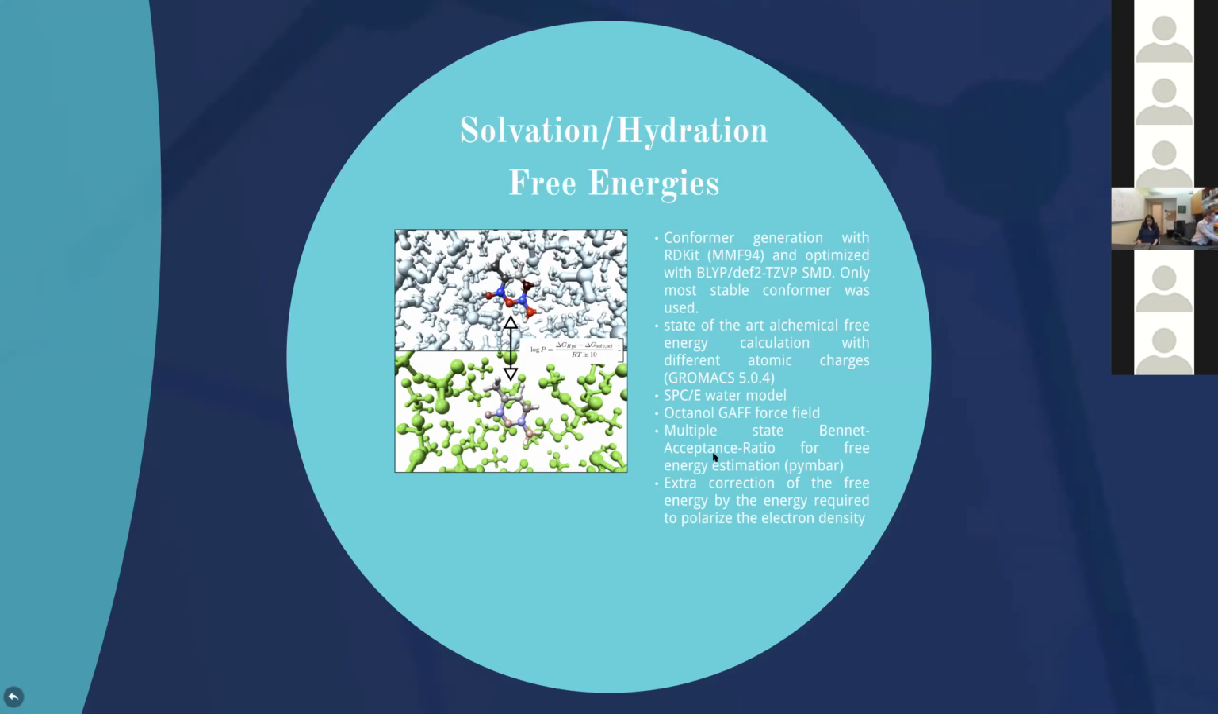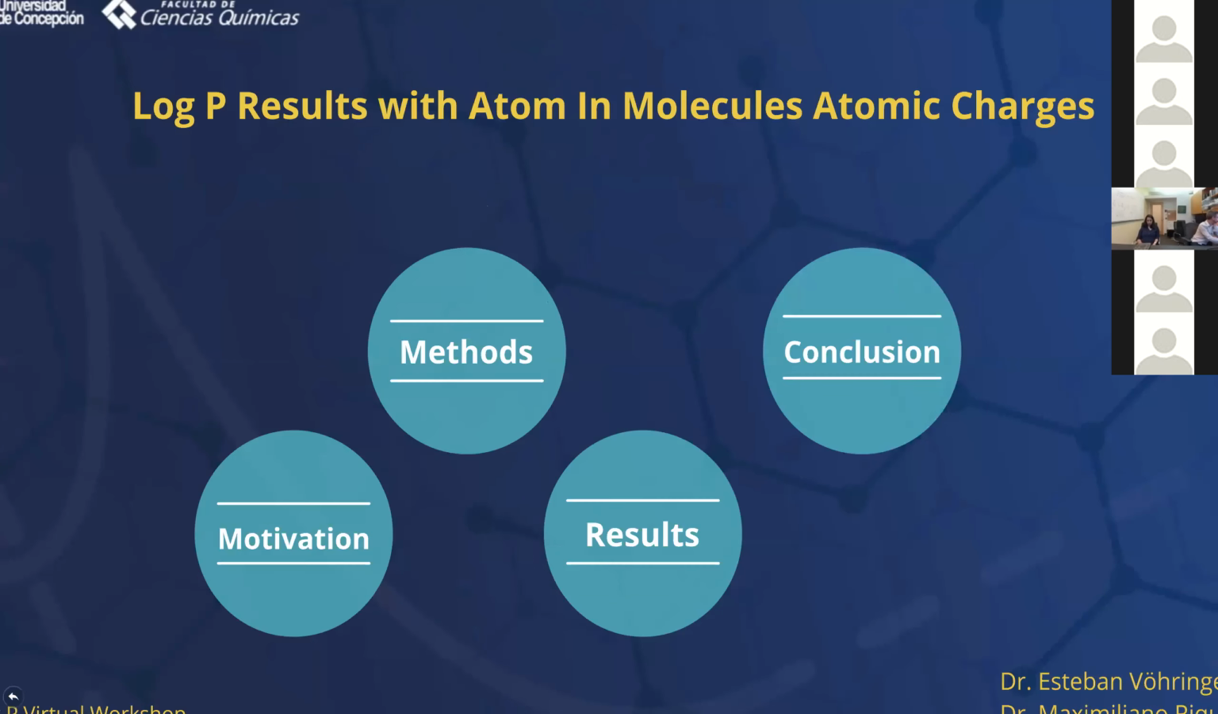And this is important: we add an extra correction to the free energy, which is the energy required to polarize the electron density. Since we already work with polarized atomic charges, you have an extra cost, which is to polarize the electron density from the gas phase into the solvent, which could be octanol or water. With that, once we have the solvation and hydration free energies, we calculate the logP with the formula I think you all know. So that is the way we got our results.